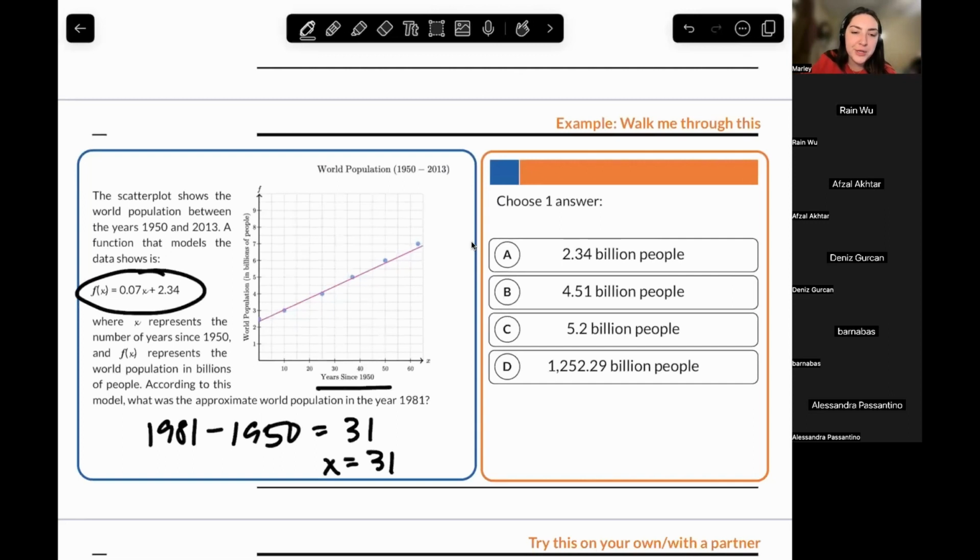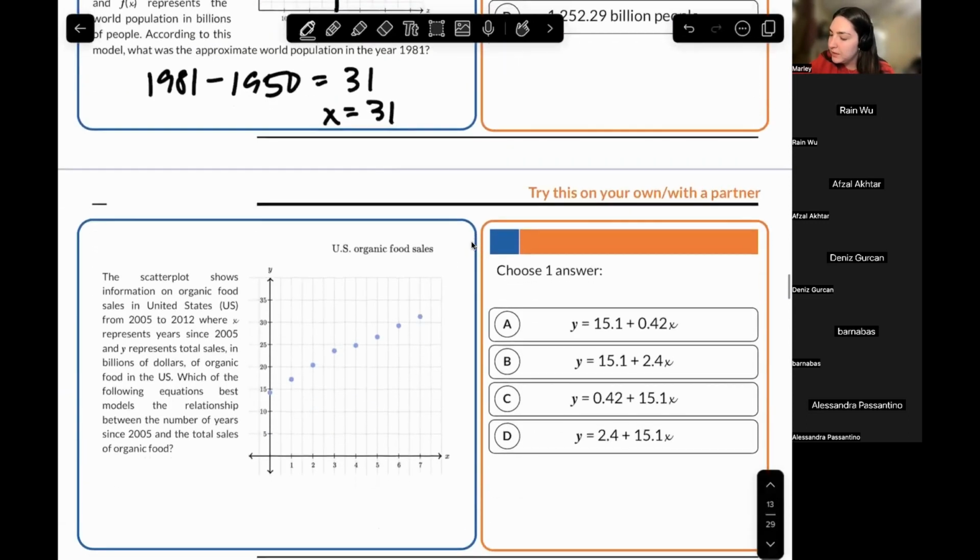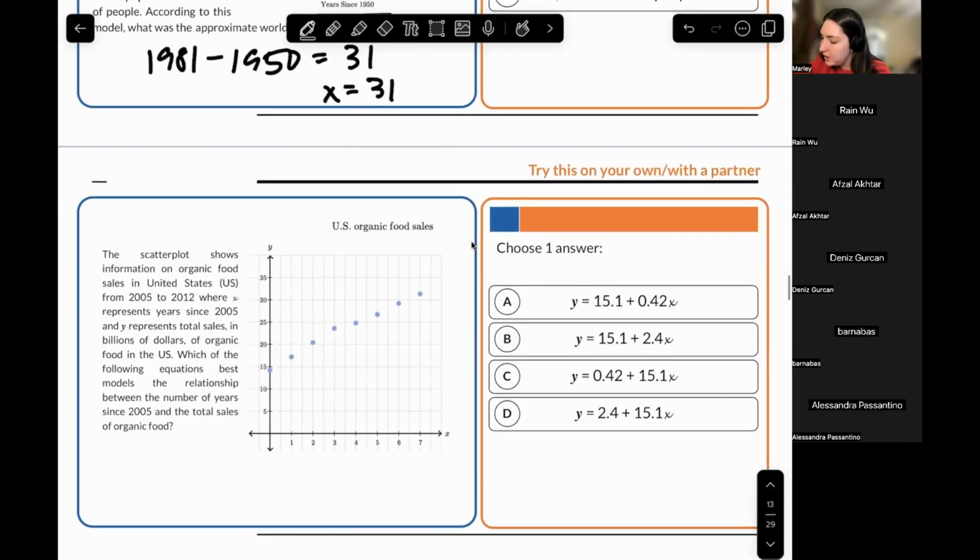So as we were saying, 31 is the number of years after 1950. We could have just gone up from that point on the graph, and it looks to be at about 4.5, and none of the other answer choices are even close to that. So we would know that it would be B. All right, let's keep going.